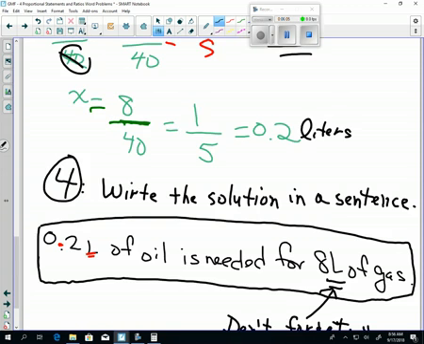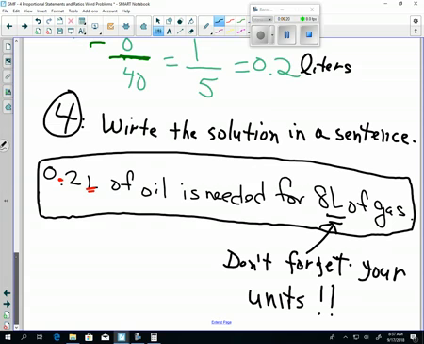Anytime you have a word problem, you need to answer it in a sentence. Okay? When you have just numbers, it's okay just to write the answer as a number. But if you have a question that's a problem, you need to write the sentence. So in this case here, it asks us how much oil. We would answer 0.2 liters of oil is needed for 8 liters of gas.